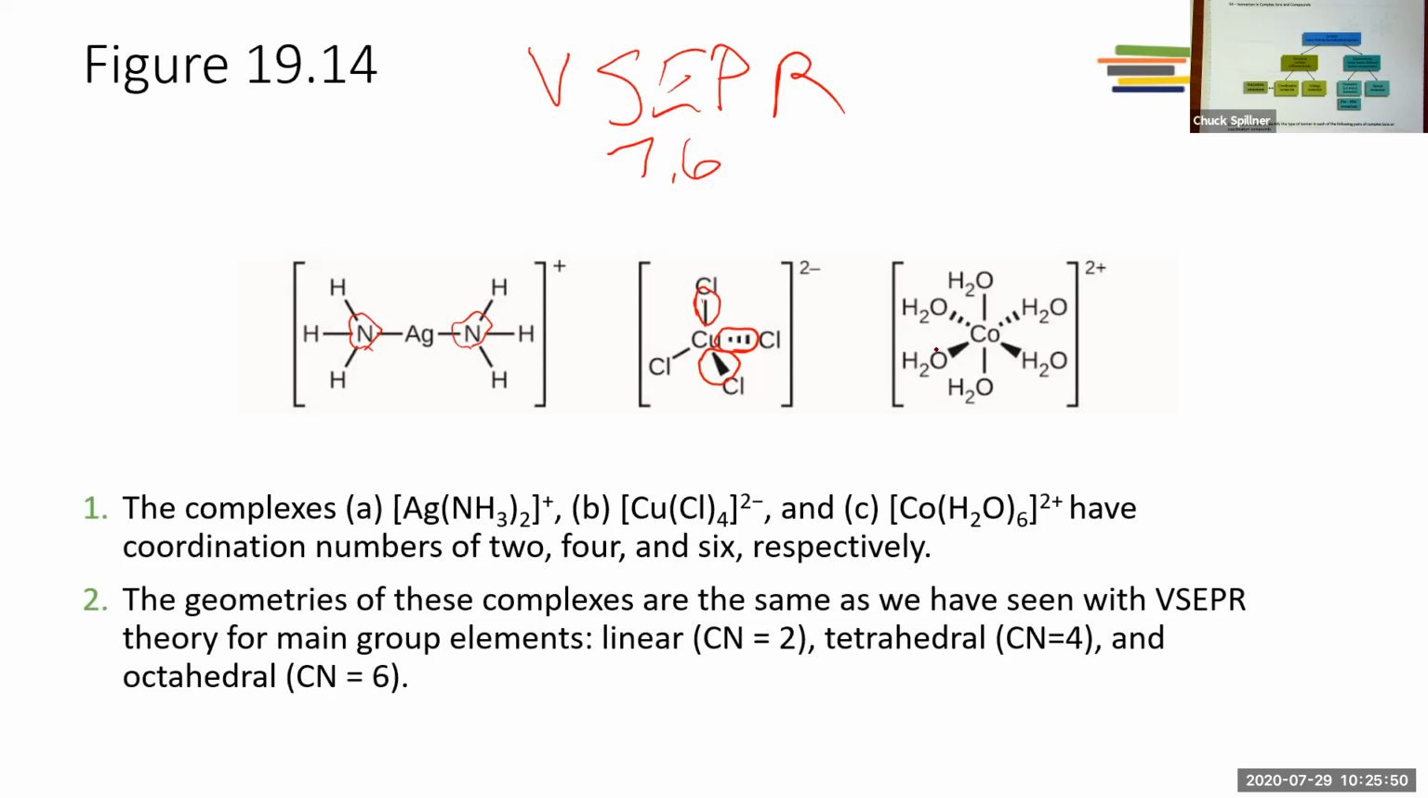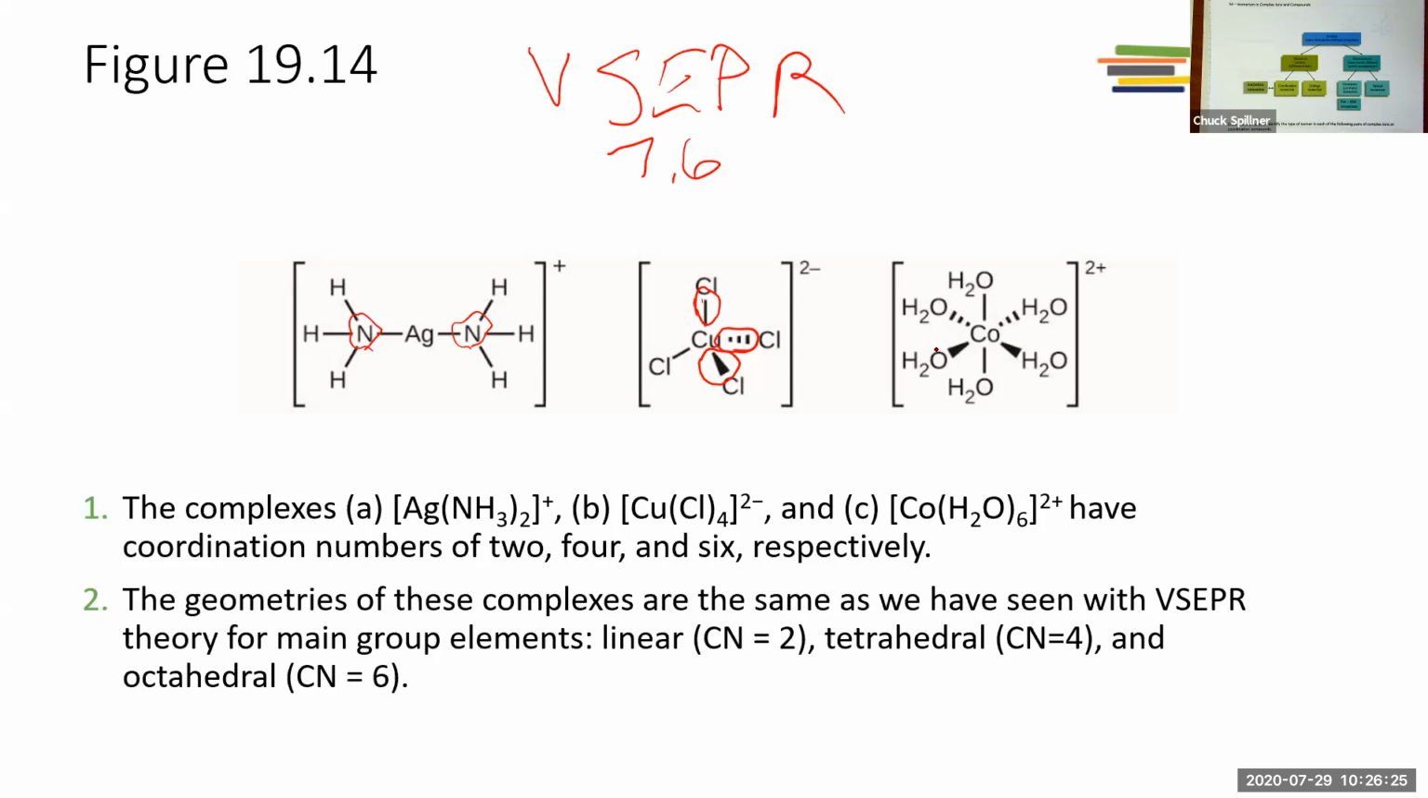Just to summarize, if you have 2 ligands, or a coordination number of 2, you end up with a linear structure. If you have 4, you have a tetrahedral structure. And these are the most common. And if you have 6, it's octahedral. Now there's another structure if you have 4, and that's square planar. So square planar and tetrahedral are both very common. So these are the most common coordination numbers, 2, 4, 6, and the most common structures that you see.